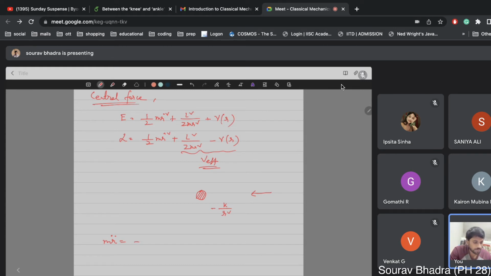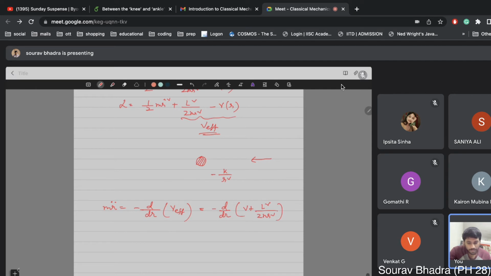Now here the force will be minus d/dr of V effective. Okay, dV/dr is force, you know, that is minus d/dr of V plus L square by 2 m r square. So this is your equation of motion when a particle is moving radially towards a massive particle under the influence of a central force, I mean a minus k by r square type force. Now I will take the help of the book for this particular thing. Yes, so this is your equation of motion.